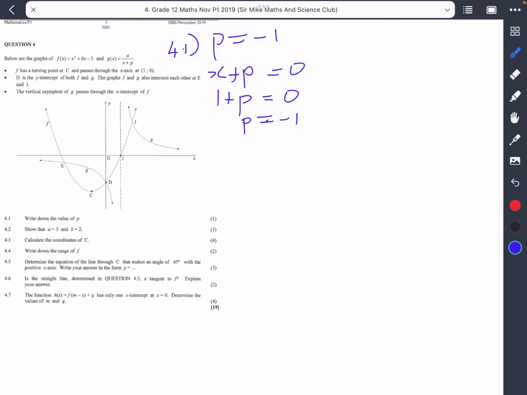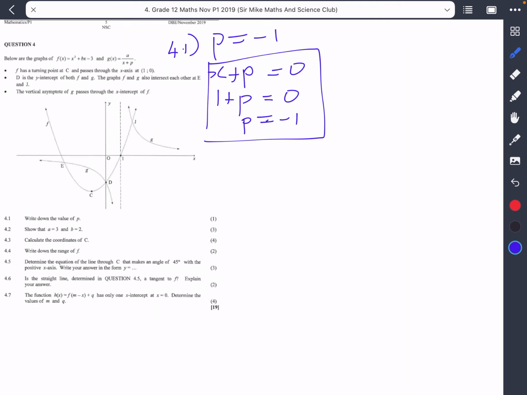So this is the equation that you use to calculate the value of p if you are given the vertical asymptote. And it can be used the other way around. Suppose they had given you the value of p and they want the vertical asymptote, you can use the same equation. The easier way is to change the sign of that number. So if p is equal to, let's say, 2, the vertical asymptote would be x equals -2. It just takes the opposite sign of whatever number p has.